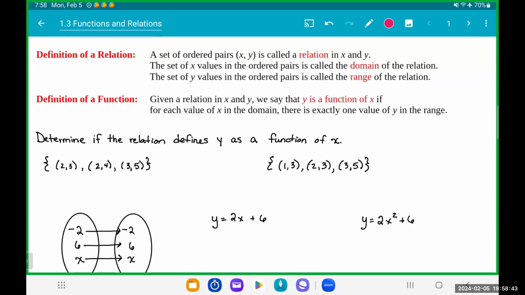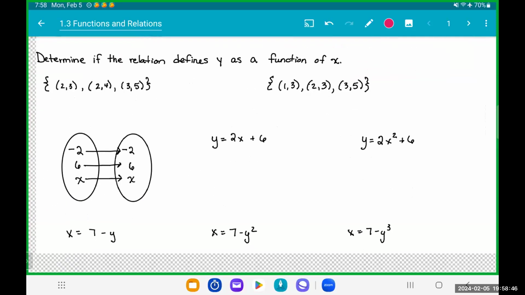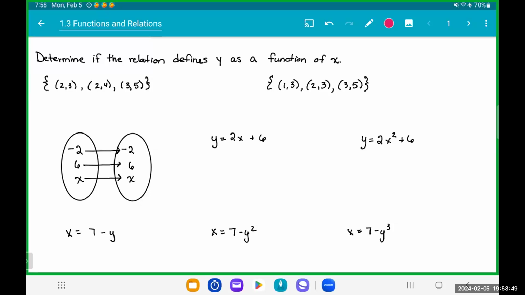All right, so let's look at some examples that we have here and determine if these things are functions or not, okay? So here we can see that we have 2 x values that are equal to 2. One of them has a y value of 3, and the other has a y value of 4. So in this case, we have the same x, but we have different y's. Therefore, no, this is not a function.